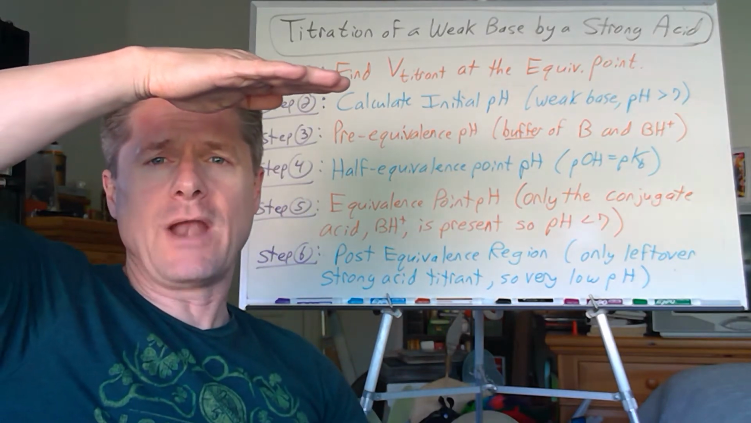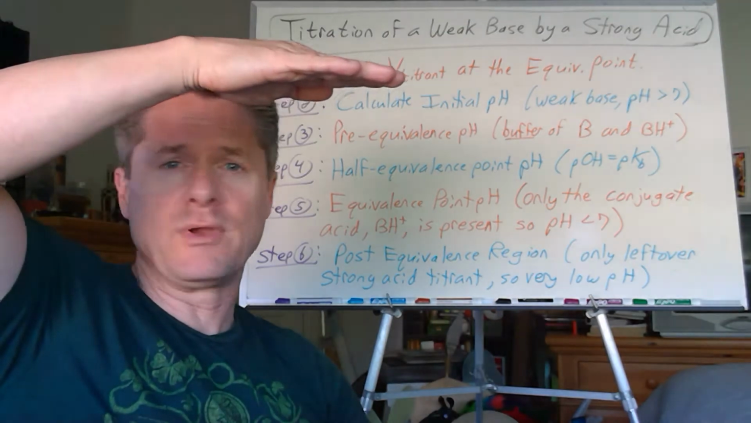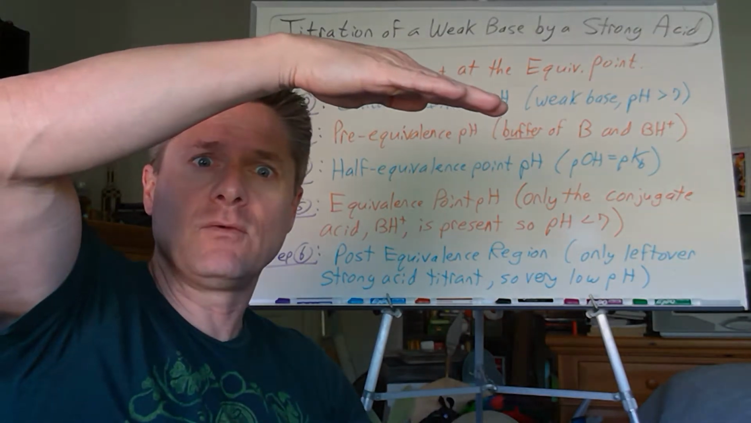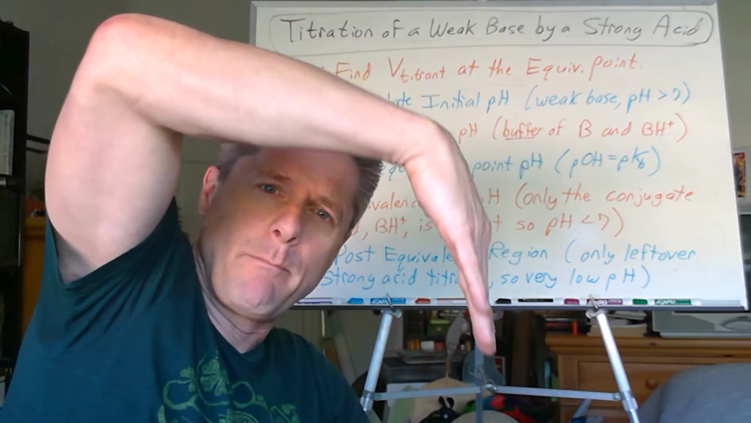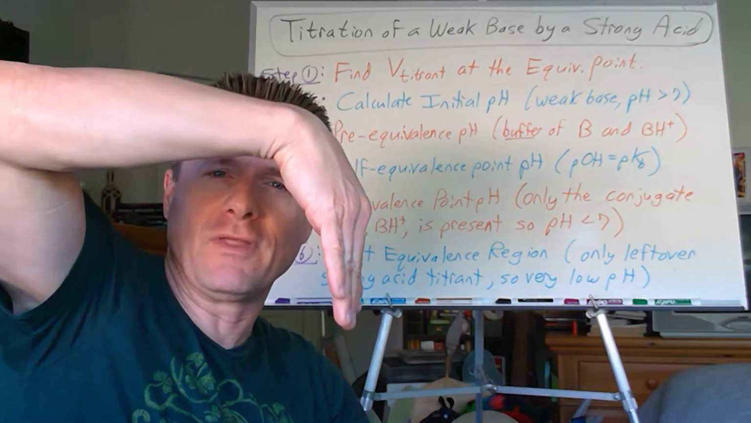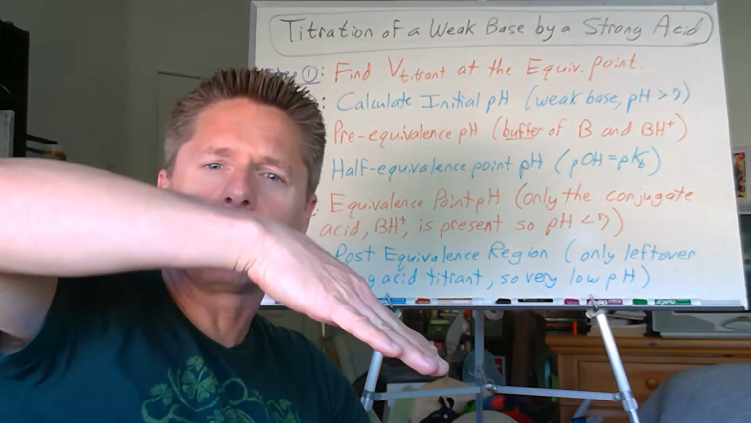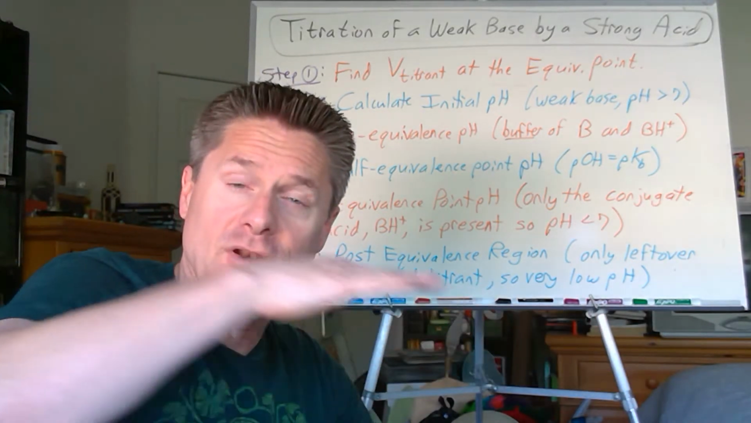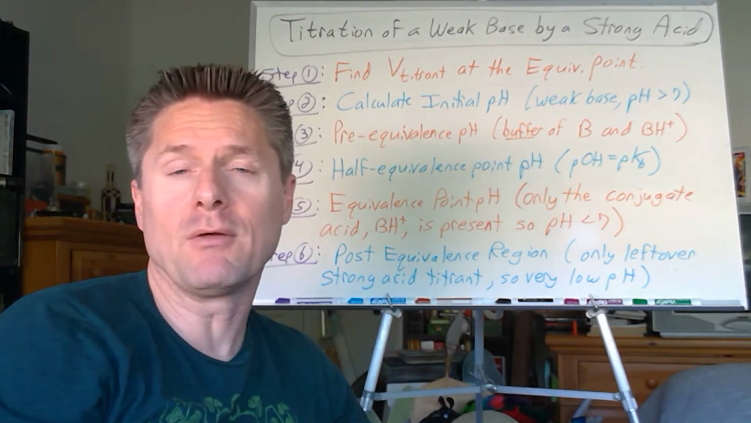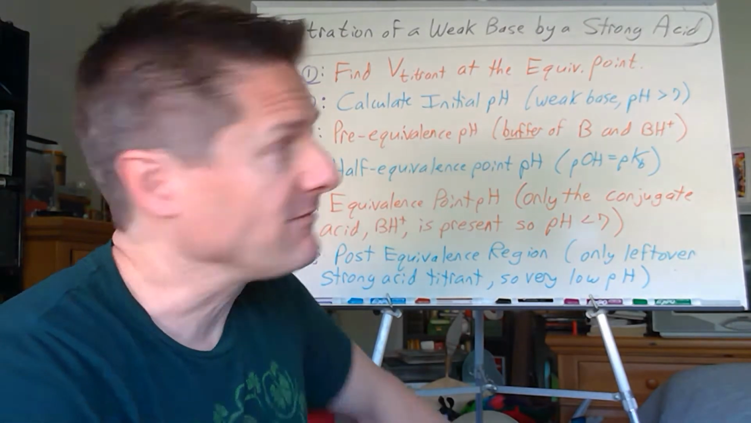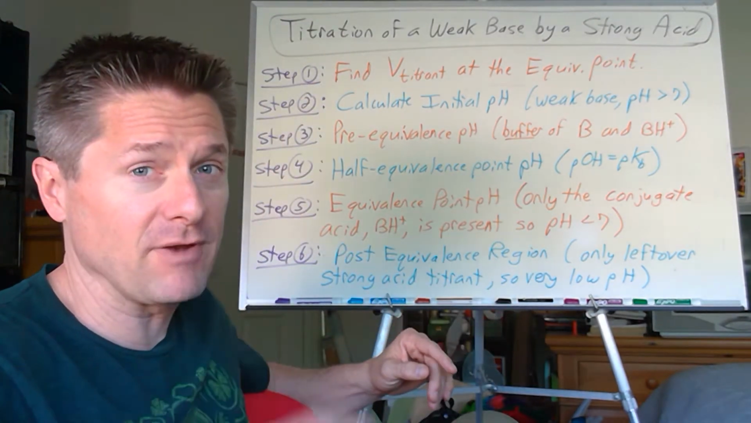And then we're adding the acid, but we're pre-equivalence. We still have more base than acid. And then all of a sudden we hit the equivalence point. Boo! Down we go off of the cliff. And then we're in the post-equivalence region, and we only have leftover strong acid. So that's going to drop pretty low, down probably below 3. So it's just kind of that reverse mirror image of what we have. Calculations are the same. Don't freak out about it.